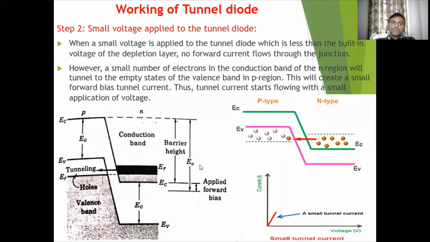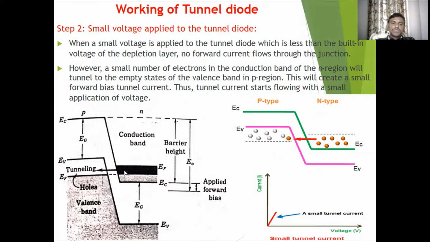Okay, so next we'll go to step 2. A small voltage is applied to the tunnel diode. So I am now applying a small external voltage. What happens if I apply the external voltage is that the Fermi level slightly shifts upwards. Here you can observe the Fermi level slightly shifts upwards.